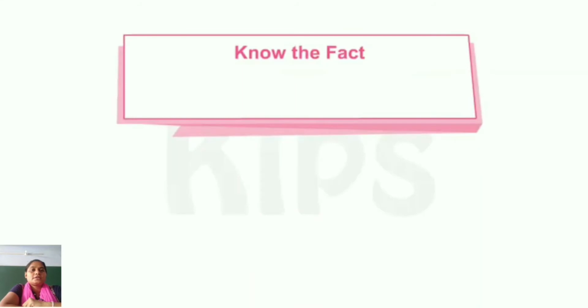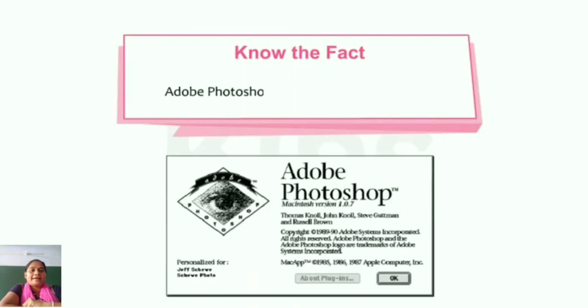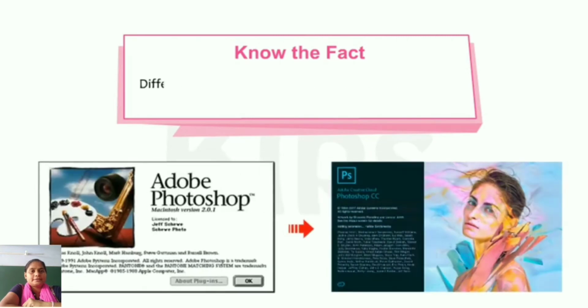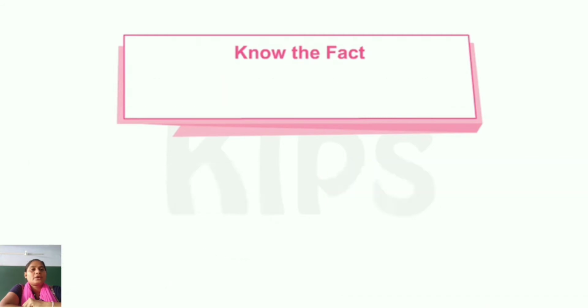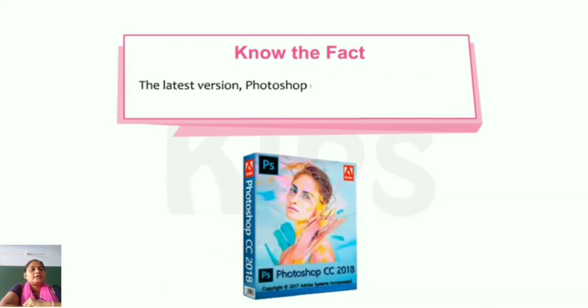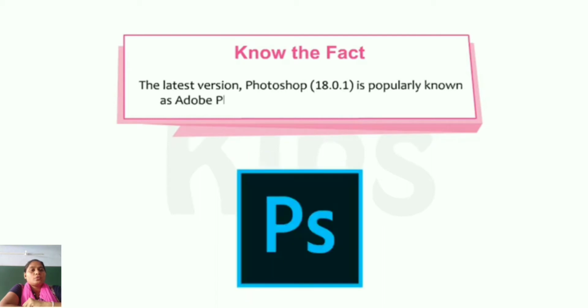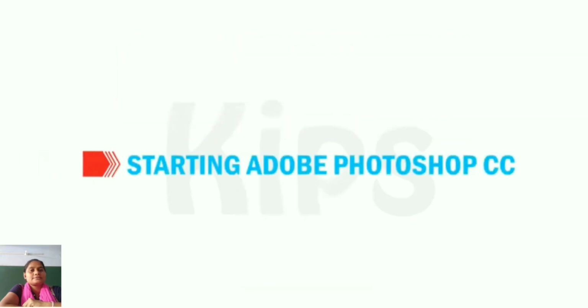Dear students, today we will discuss Adobe Photoshop. Adobe Photoshop 1.0 was launched in 1990. Different versions of Photoshop have evolved till now, from Photoshop 2.0 to Adobe Photoshop 19.1.16. The latest version, Photoshop 18.0.1, is popularly known as Adobe Photoshop CC, released in August 2018.